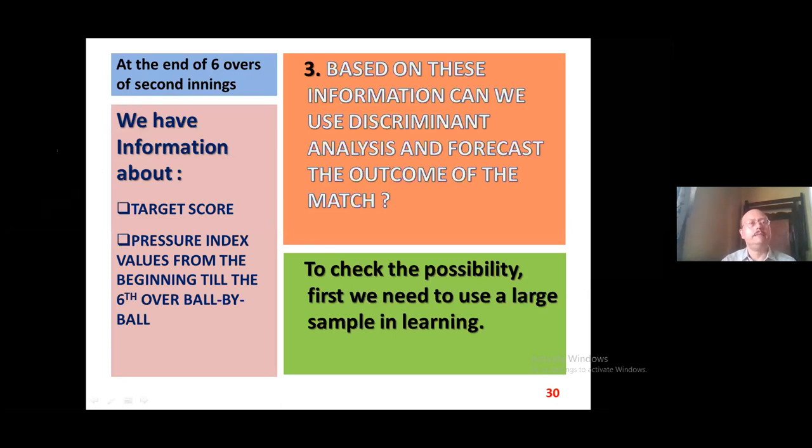And our strategy here is the following: we look at the end of the power play, at the end of 6 overs of the second innings. We have the target score because it is the second innings. We have the pressure index values from the first over till the 6th over, ball by ball. So this is our data. What are we trying to do? Based on this information, can we use some statistical analysis, in particular discriminant analysis, and forecast the outcome? Of course, to do that, we need to first use a sample of marked data where the outcome is already known and use it for learning the discriminant function.